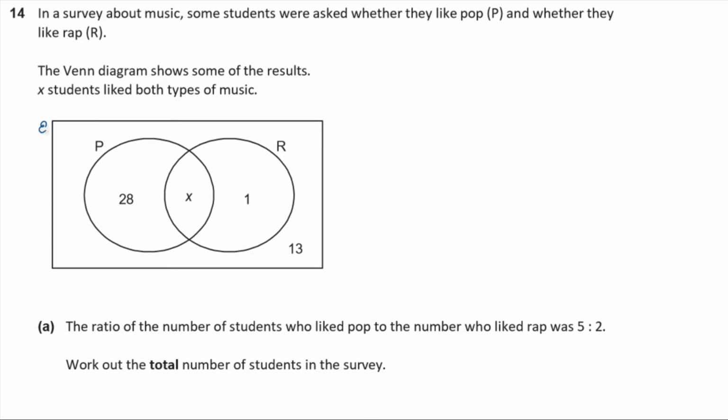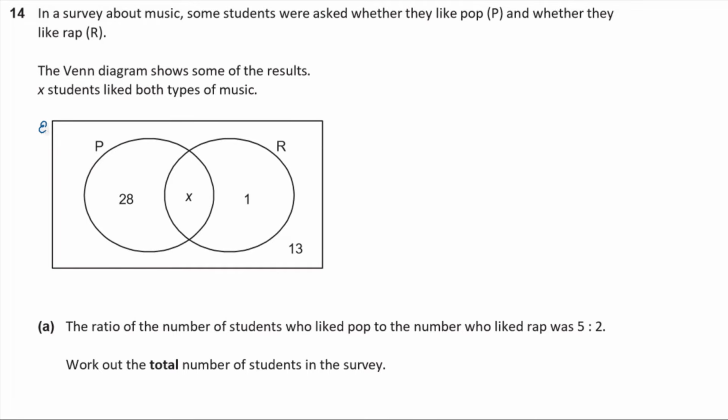Question 14. In a survey about music, some students were asked whether they like pop and whether they like rap. The Venn diagram shows some of the results. X students liked both types of music. The ratio of the number of students who liked pop to the number who liked rap was 5 to 2. Work out the total number of students in the survey.